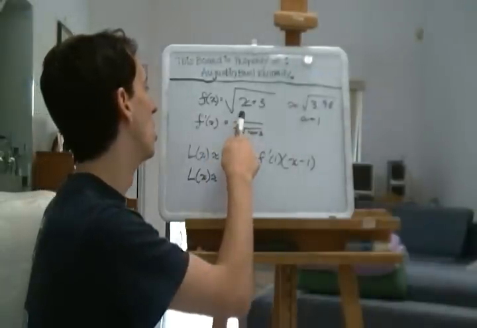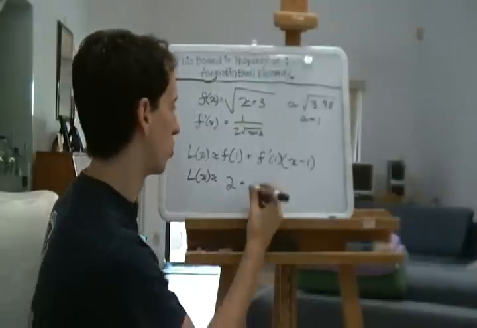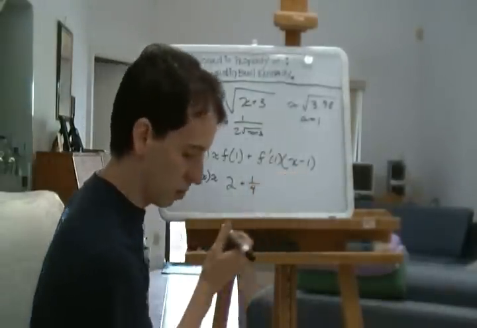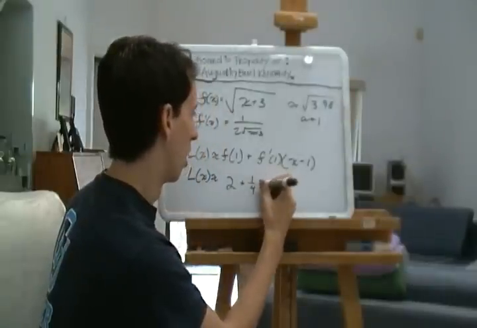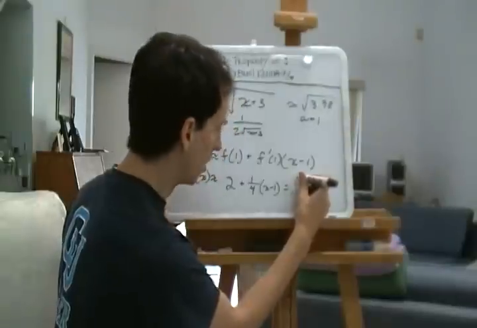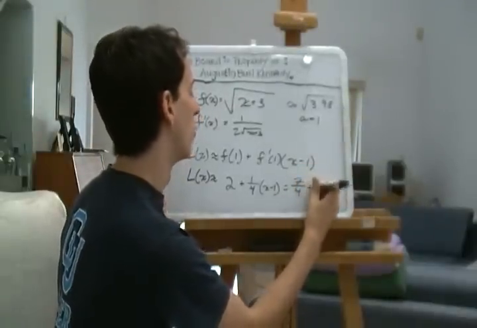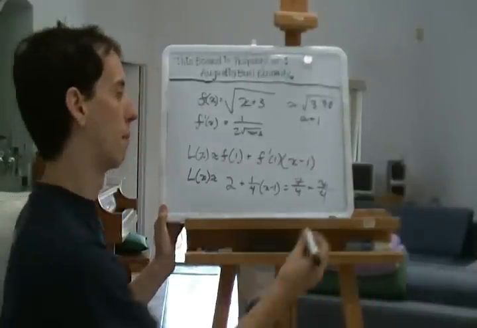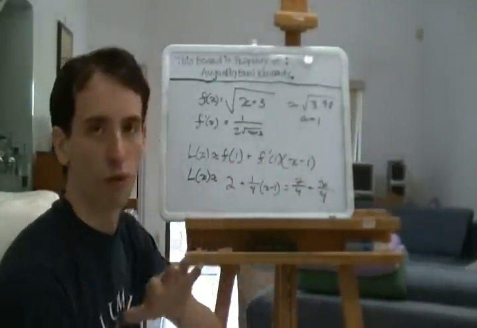Plug in 1 into here. 1 over 2 times the square root of 4. Square root of 4 is 2. It's 1/4. Times x minus 1 gives us 8/4 minus 1/4 is 7/4 plus x over 4. Okay? So that's our linearization. 7/4 plus x over 4.